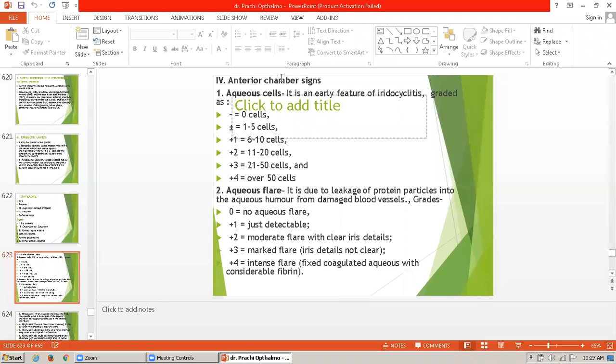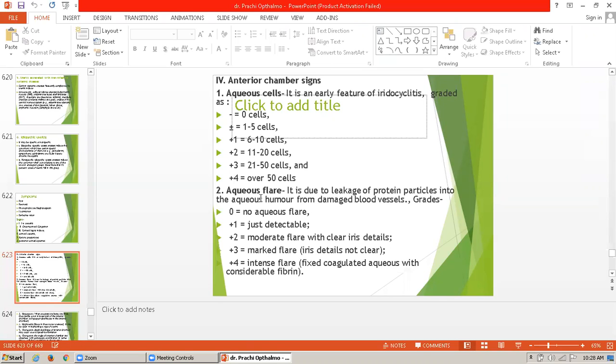Fourth is the anterior chamber signs. In that, first one is the aqueous cell. It is an early feature of iridocyclitis and graded as minus, that is 0 cells, plus and minus, that is 1 to 5 cells, 1 plus is 6 to 10 cells, 2 plus is 11 to 20 cells, 3 plus is 21 to 50 cells, and 4 plus is over 50 cells. So this is the aqueous cell, the anterior chamber sign.